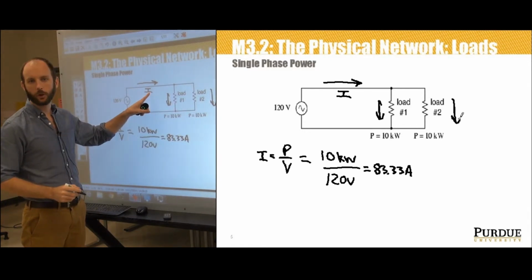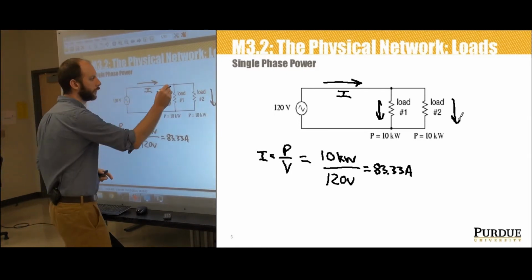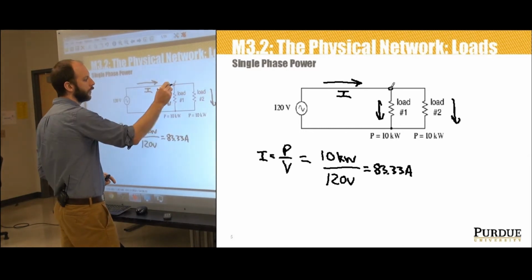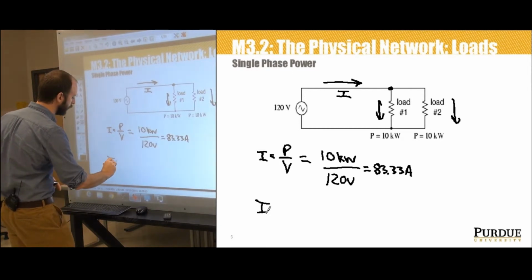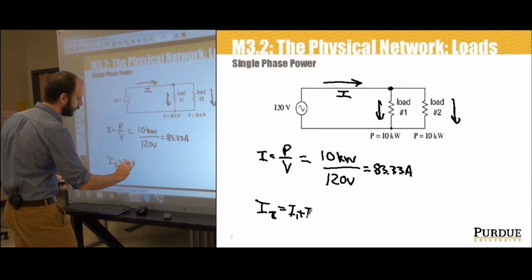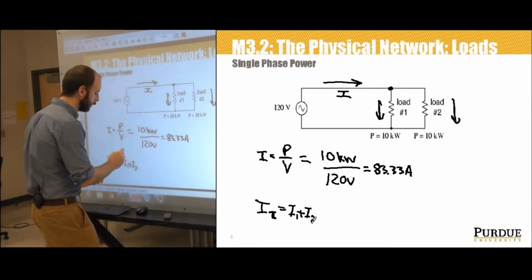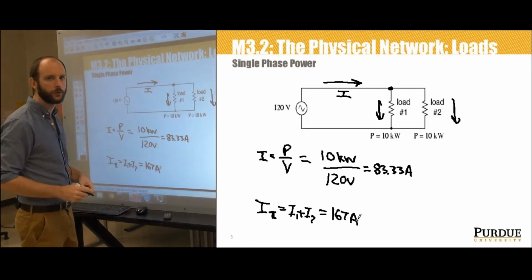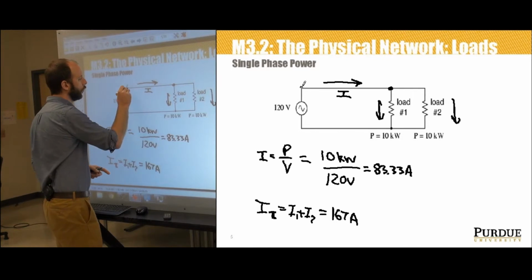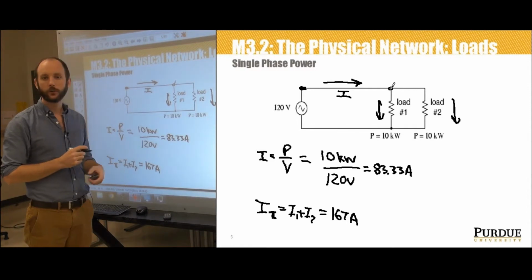We can then determine total load by adding the sum. That's, again, Kirchhoff's current law. So KCL is going to tell us that the sum of the currents flowing into that node here, which is just I, is going to be I1 plus I2. So I total equals I1 plus I2, and so that's just 2 times 83.33, which gives you 167 amps, about. I rounded up, 167 amps. So this wire that connects from that node to that node needs to be capable of handling 167 amps.